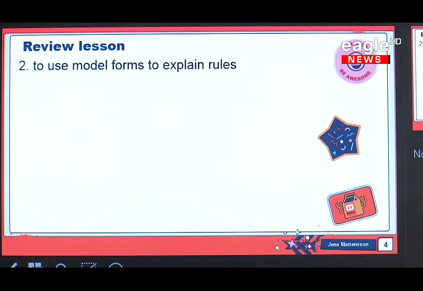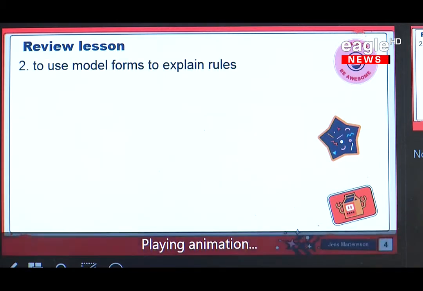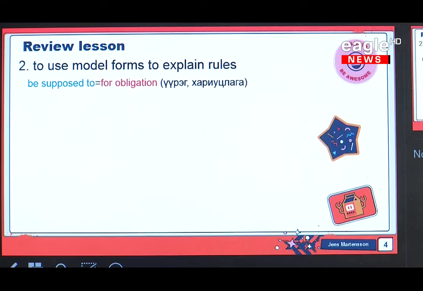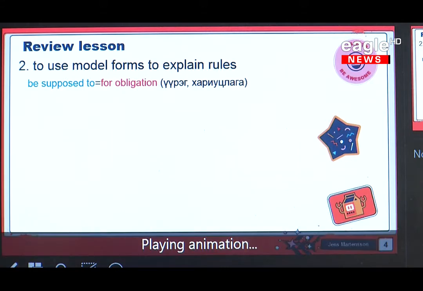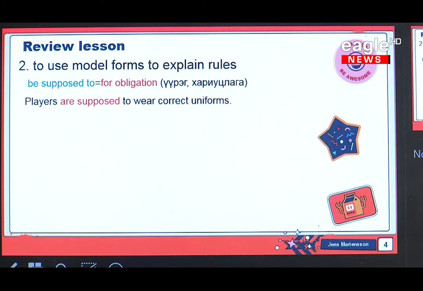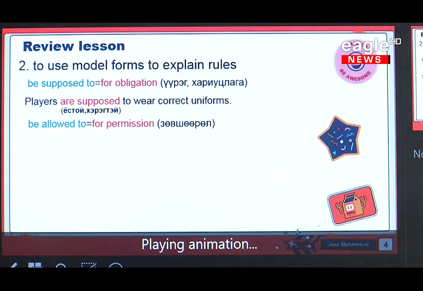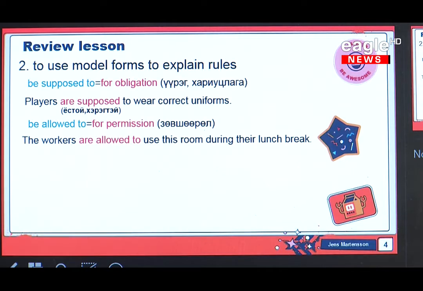Number 2 is to use modal forms to explain rules. First modal verb is be supposed to. It's used for obligation. For example, players are supposed to wear correct uniforms. Next modal is be allowed to. It's used for permission. For example, the workers are allowed to use this room during their lunch break.